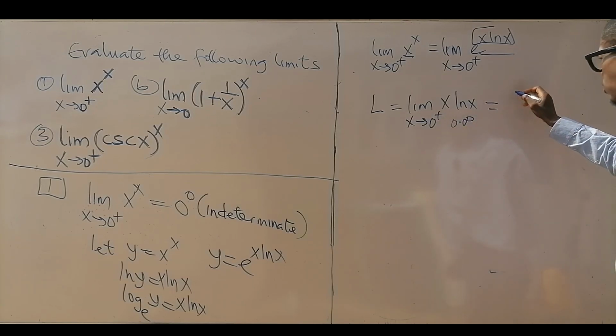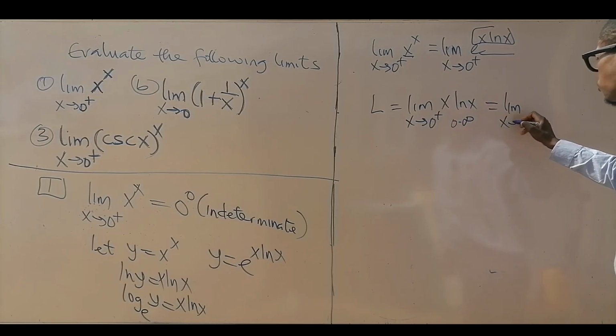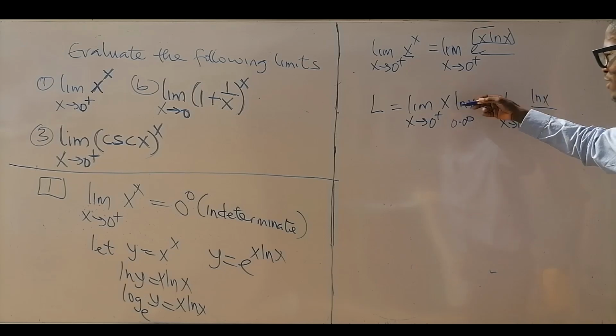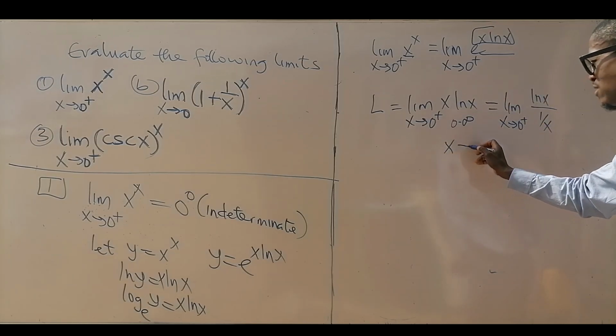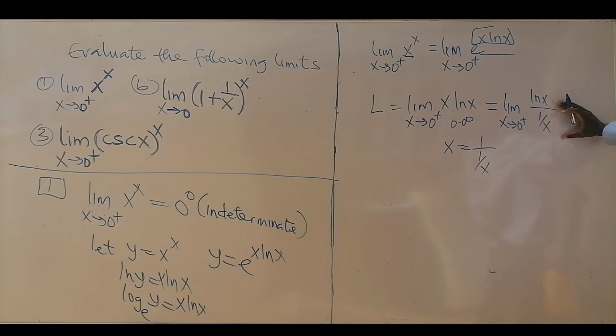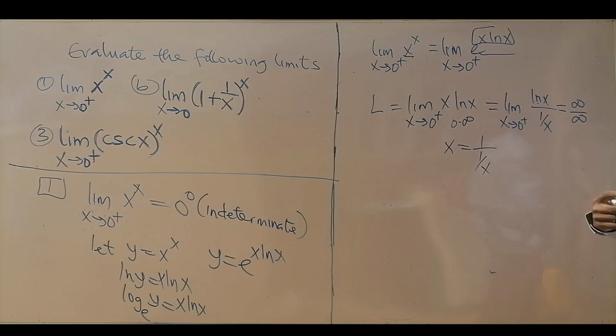So we'll do the algebra, and that will be the limit as x tends to 0 positive of ln x over 1 over x. So actually this and this are the same thing. Don't forget that this is equal to 1 over x. That's what we have done here. Then you can now plug in. If you plug in, this is 1 over 0, and that's infinity. And the natural logarithm of 0 is infinity. So we've achieved our targets.